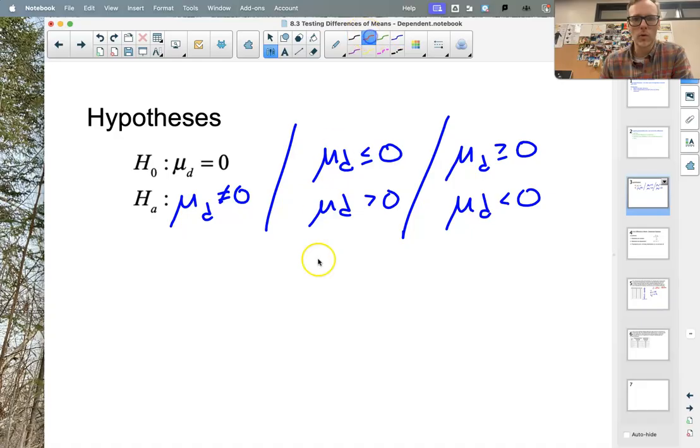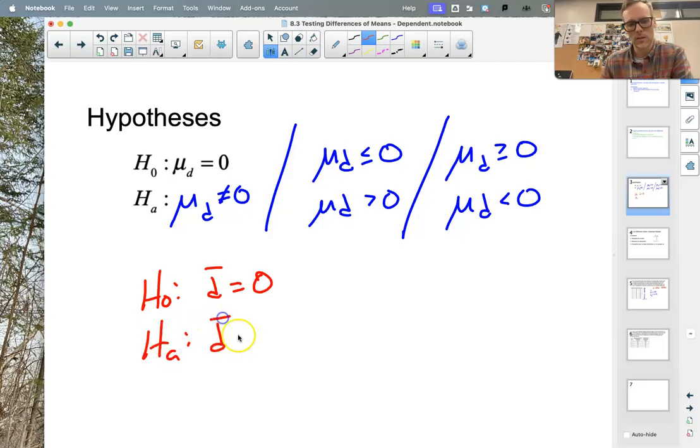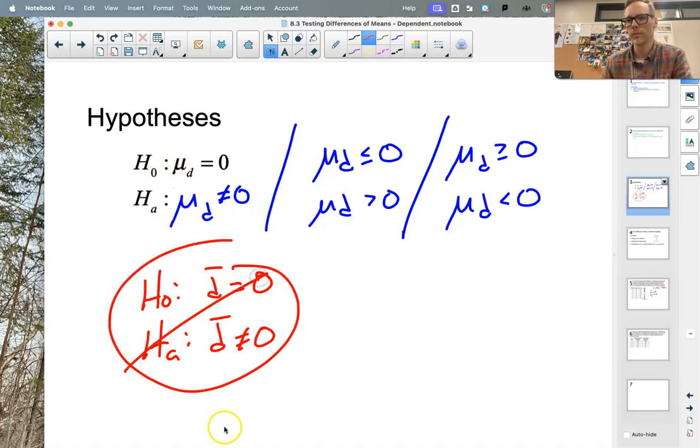Now let me make one note here on what not to do. This is a common mistake. Sometimes I see people do this. They say, okay, my claim is that there is no difference in the means, and they write this for their null. And they write this for their alternative hypothesis. We are not making claims about the sample mean of the differences. We are making claims about the population mean of the differences. So that's a big no. So we write our hypotheses.